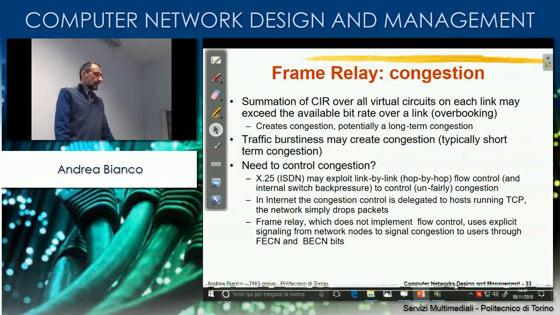We summarized the features available in frame relay, which I remind you does not implement any flow control mechanism. And this may be a further problem with respect to the congestion control issue, for a reason that I will try to describe in a second.